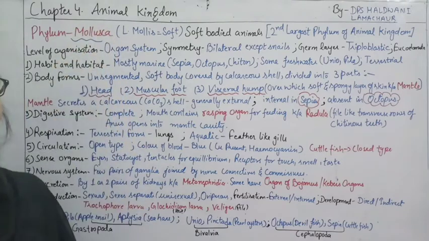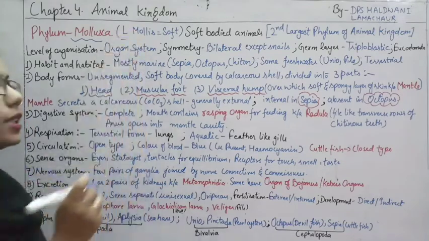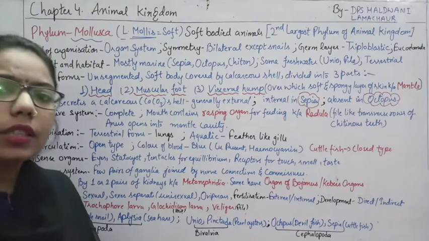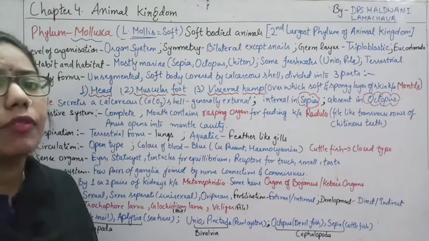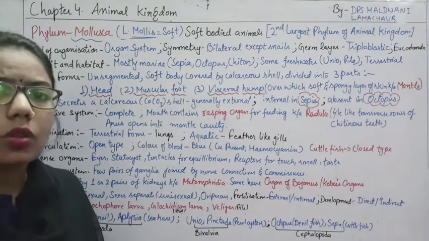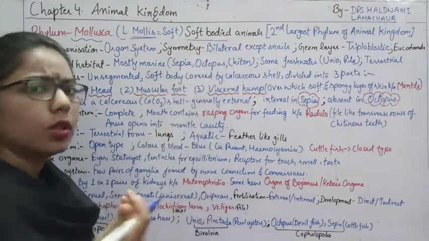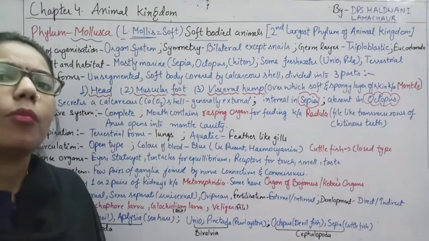If you talk about Mollusca, this word comes from the Latin word mollis. What is the meaning of mollis? It means something soft. So we can say the members of this phylum Mollusca are known as soft-bodied animals. Why? Because they have a soft body structure. That's why it gets its name Mollusca.